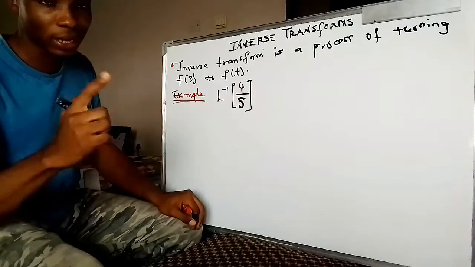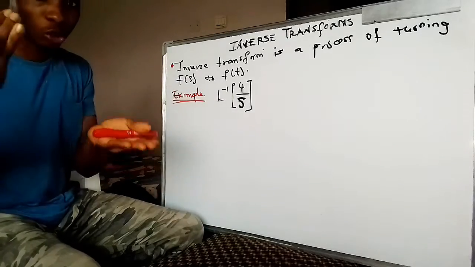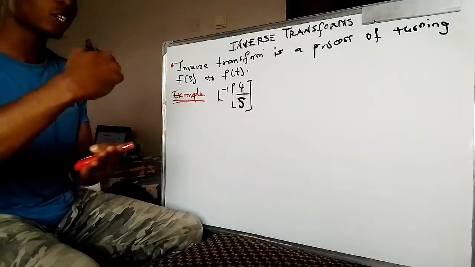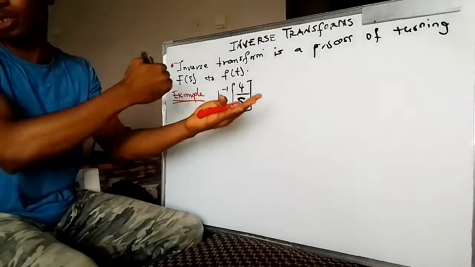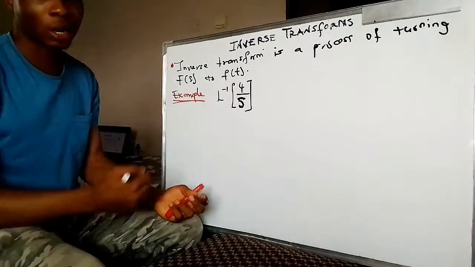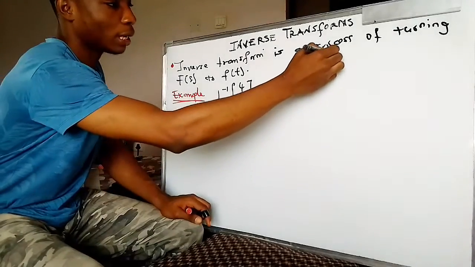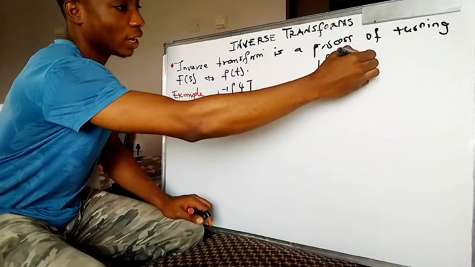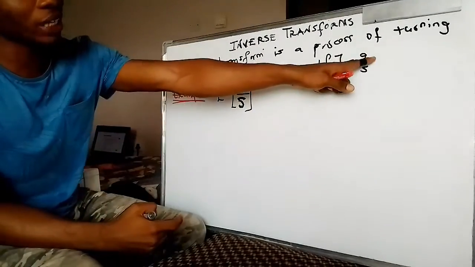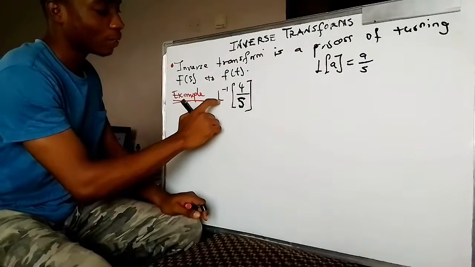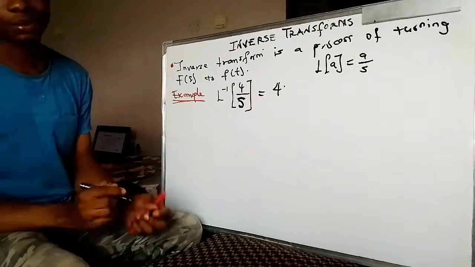So now this is 4 over s, right? We all know that the Laplace of a constant is that constant divided by s. So if you are asked to find the inverse of a constant divided by s, back to the actual constant, this is how we carry out the inverse transform. We all know that Laplace of a is a over s, right? So turning this back, we're just going to have the constants. So the inverse transform of 4 over s is equal to 4. As simple as that.